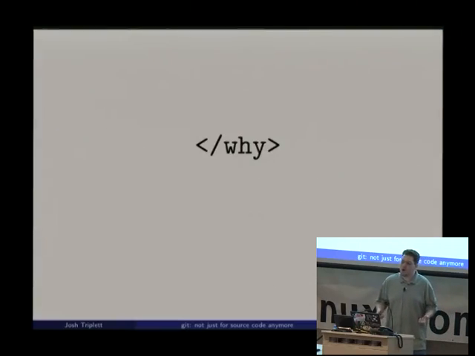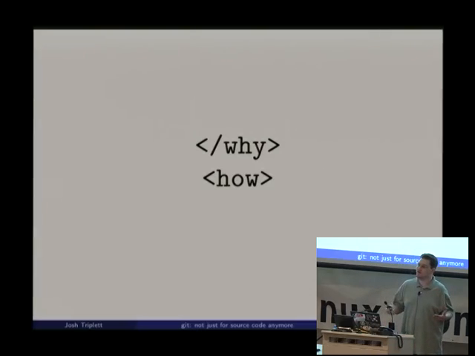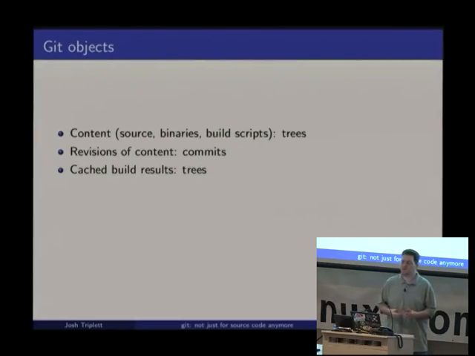So I've gone through the why here of why I want to build this build system and why it should use Git. So now I want to cover the how of how it actually uses Git under the covers. So like I said earlier, the very first thing you want to do is figure out how your concepts map onto Git. So all of the content here is just trees of blobs. Whether it's your source code, your binaries, your build scripts, it's fundamentally directories of files, so it's trees of blobs. Revisions are commits, that's a given.